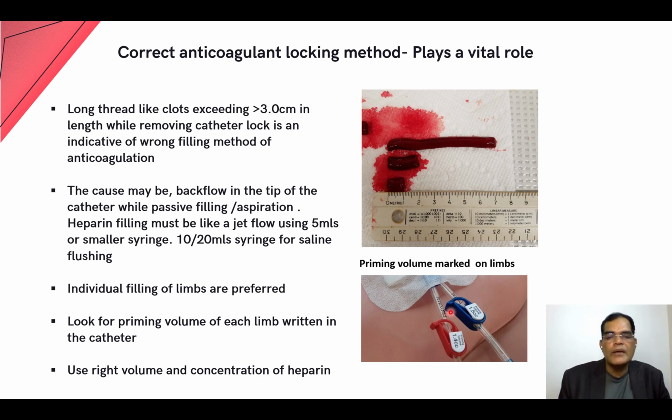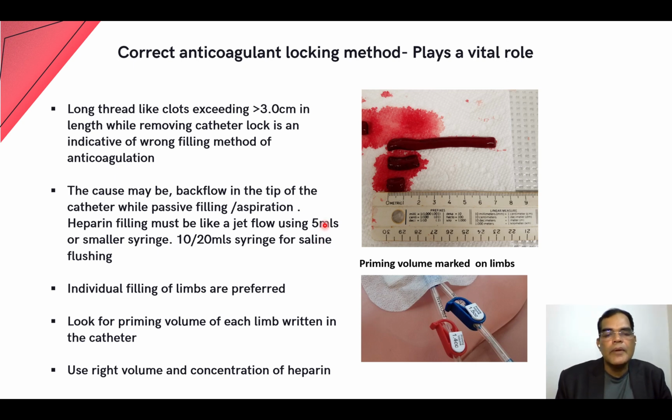Always use a 5 ml syringe, or even a 2 ml or 3 ml syringe, for pushing anticoagulant, which is ideal. Do not use a 20 ml syringe for filling anticoagulant because you cannot take an accurate amount of anticoagulant in a 20 ml syringe or 10 ml syringe.